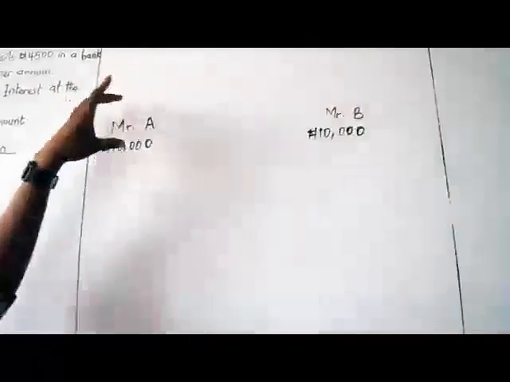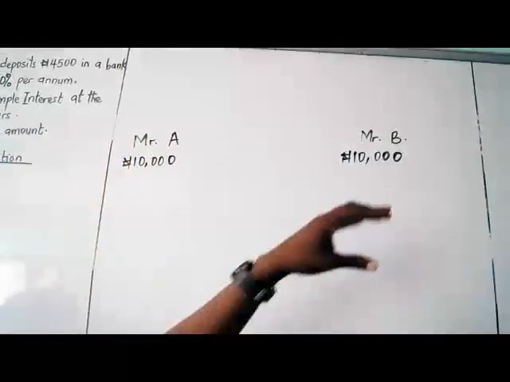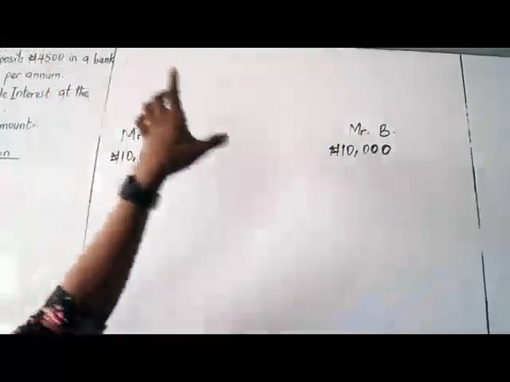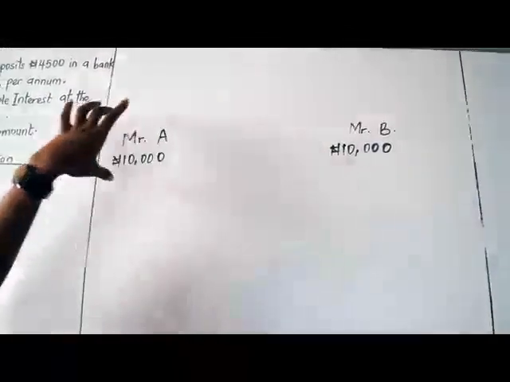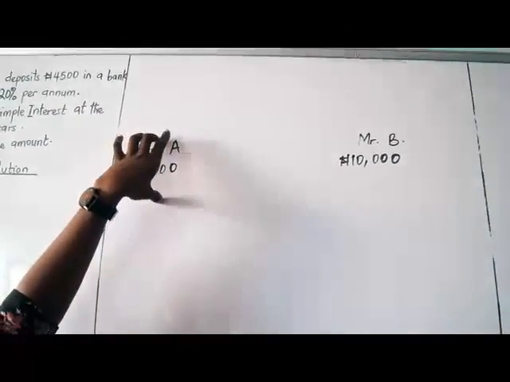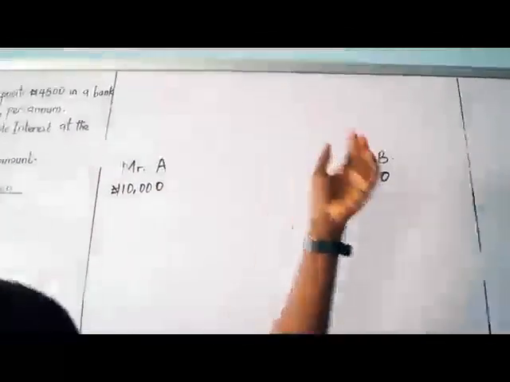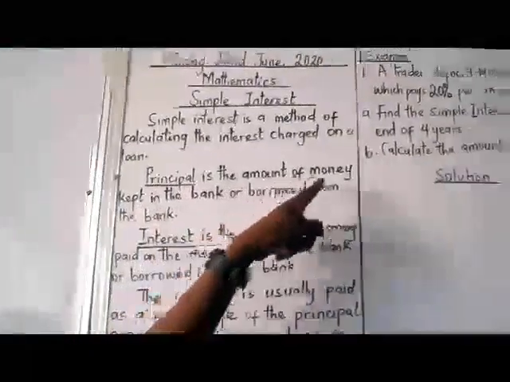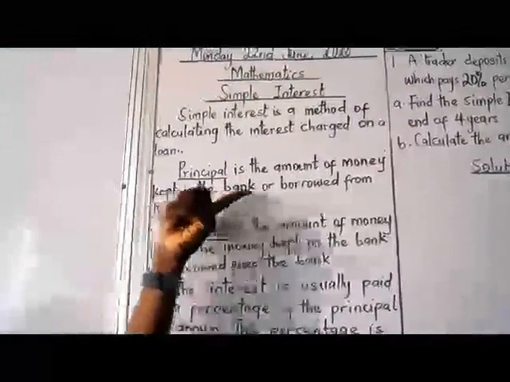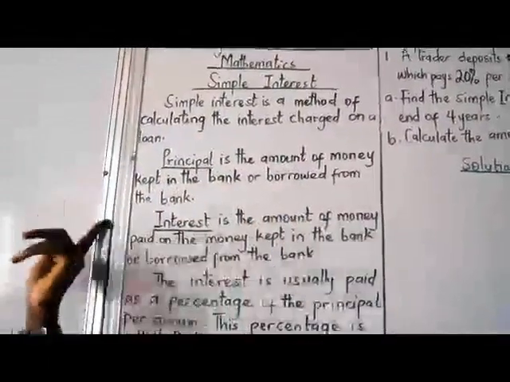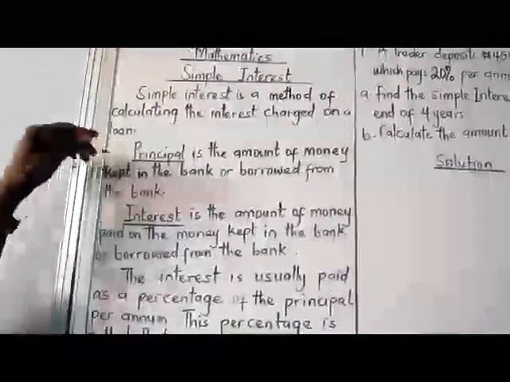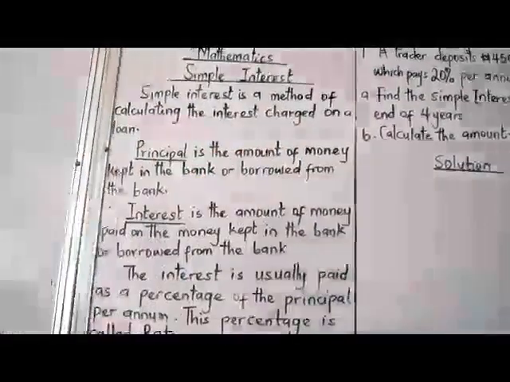If you look at it very well, Mr. A saved 10,000 naira, Mr. B borrowed 10,000 naira. These 10,000 naira are both capital. Mr. A saved it, that means he kept it in the bank. Mr. B borrowed 10,000 naira. They are both principal. Now let's go to our definition. Principal is the amount of money kept in the bank or borrowed from the bank. Are we listening? Principal is the amount of money that is kept in the bank or borrowed from the bank.